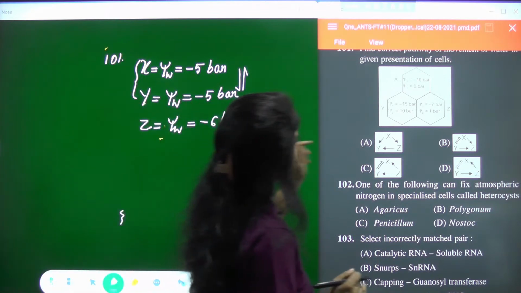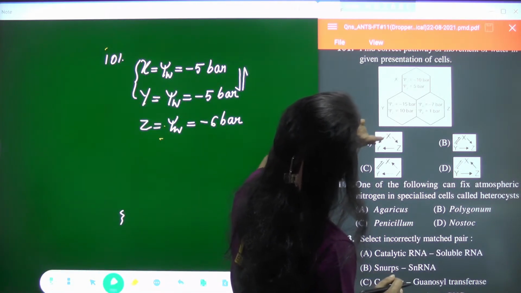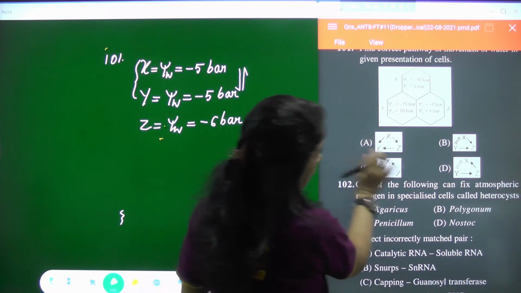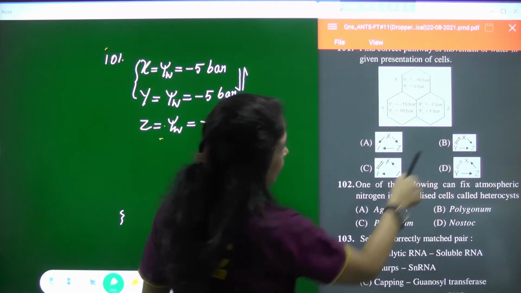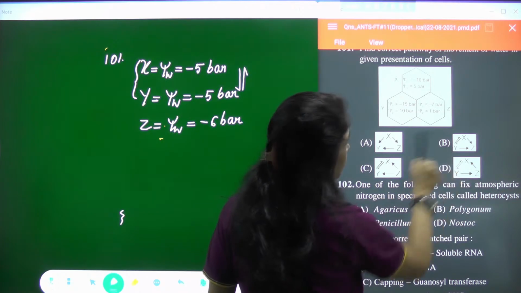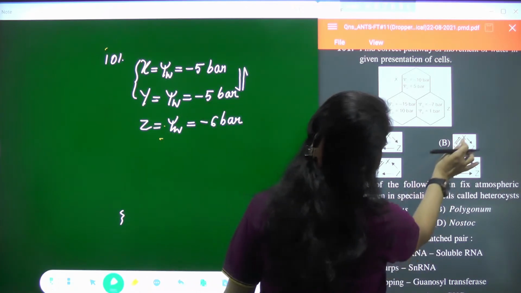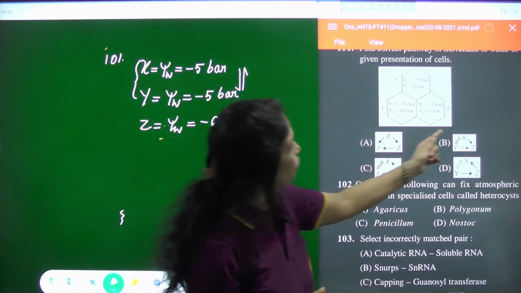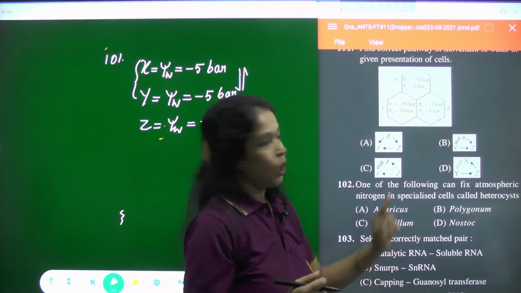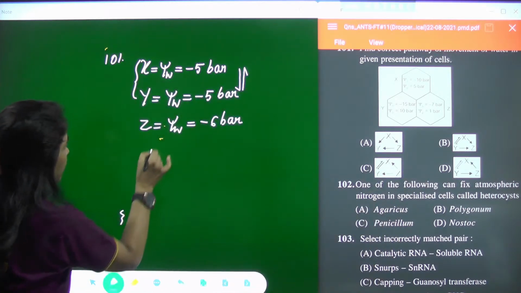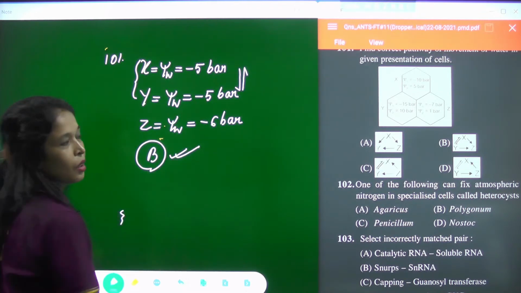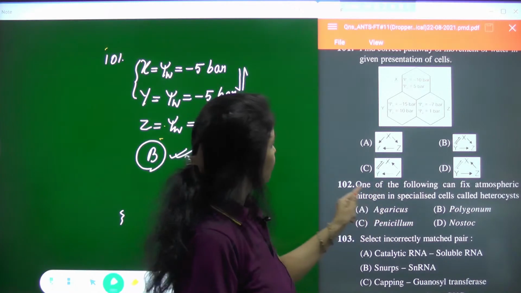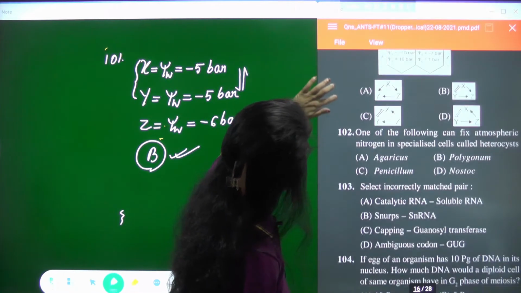So according to the options, you can see water can flow from X to Y, yes, but it is not from Z to Y. So option A cannot be correct. B, the second option, yes, it's shown X, Y having the same water potential value. So water can move in both directions, and Z cell can take water from both the X as well as Y cell. So the correct option for 101 is the second option, B. Got it? You can also check the other options, but these are wrong. Clearly it's shown. So let's move to the next question.